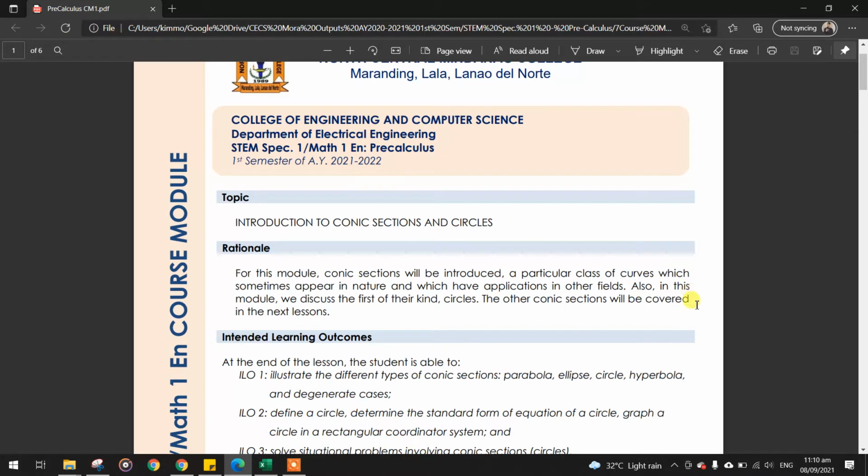So for this module, the conic sections will be introduced. These are a particular class of curves which sometimes appear in nature and which have applications in other fields. The applications of the conic sections will be discussed further in the following modules. Also, in this module, we will discuss the first kind of conic section, which is the circle. The other conic sections will be covered in the next modules.